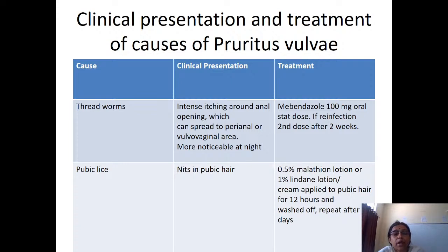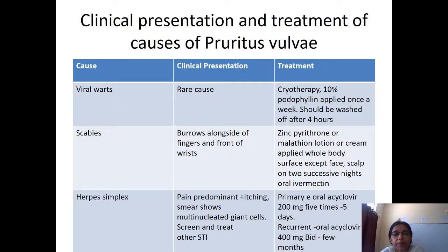So the treatment, the management plan for the threadworm infestation is usage of mebendazole. And if it is pubic lice, that is if you find nits in the pubic hair, we need to use 0.5% malathion lotion or 1% lindane lotion, applied to the pubic hair for 12 hours, and then it has to be washed off. This same thing has to be repeated after a span of 7 days. So that's how we treat pubic lice or nits in the pubic hair.